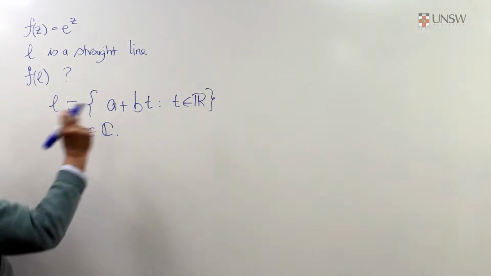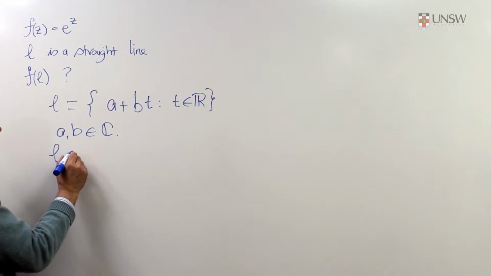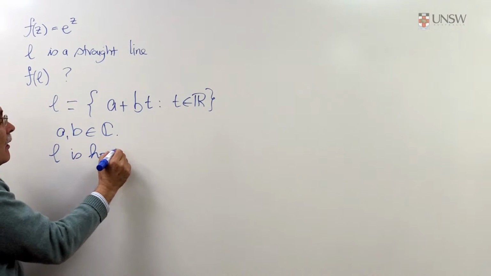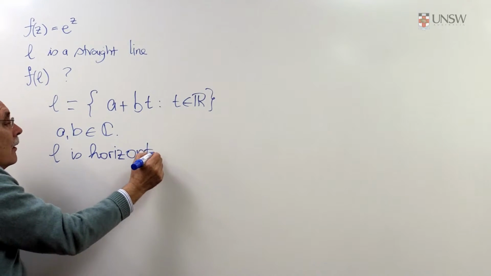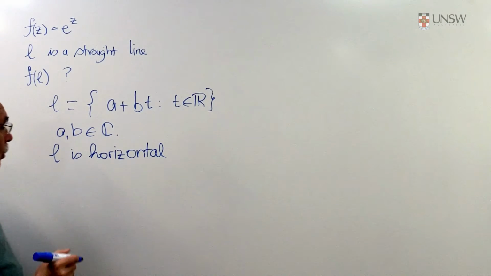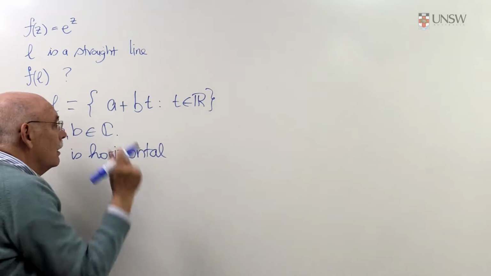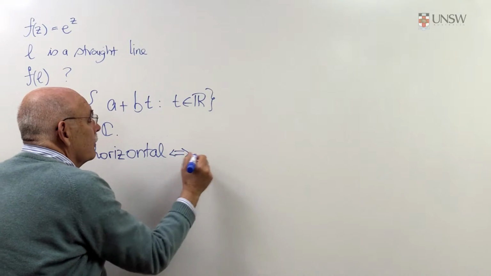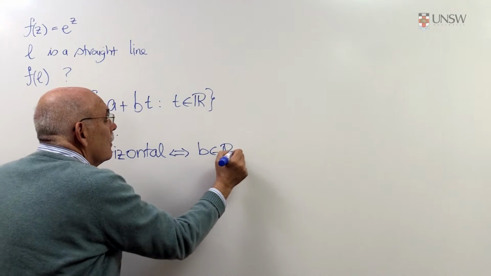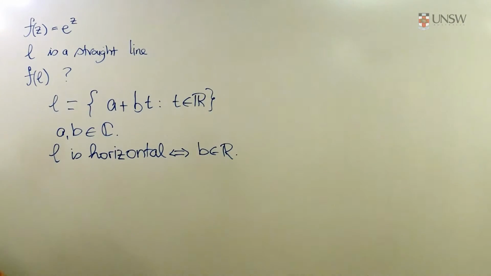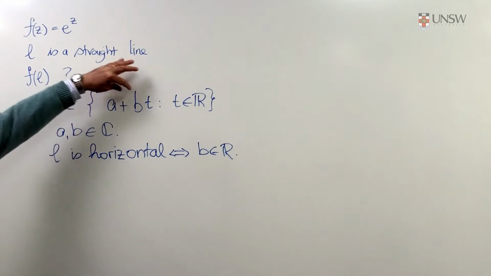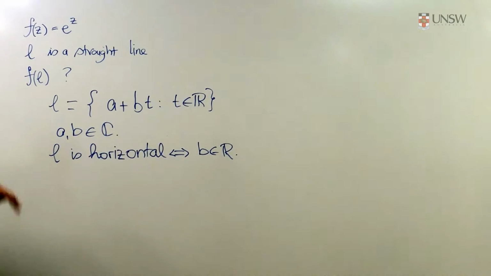So, when is the straight line horizontal? L is horizontal when b is real. That's really what it boils down to. If b is real, then bt is moving in the horizontal direction. If b is not real, then bt is moving in a non-horizontal direction. So here is our line, and we know when it's horizontal.